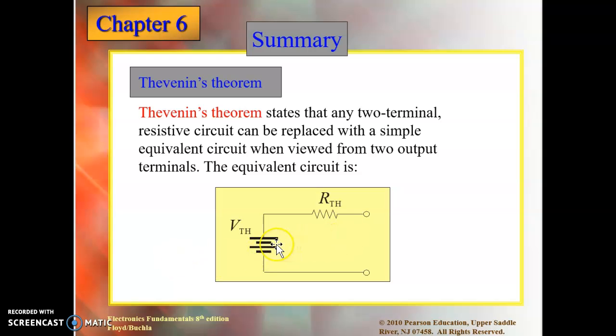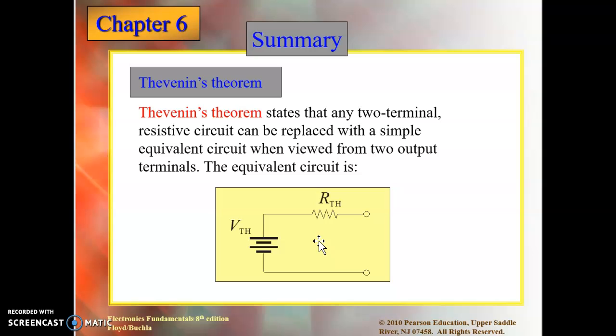There is another one called Norton. What Norton does is replace the voltage source with a current source, and instead of having the resistance in series, we have the resistance in parallel with the source. Okay, so we have Thevenin, and then we have Norton, which is for current.